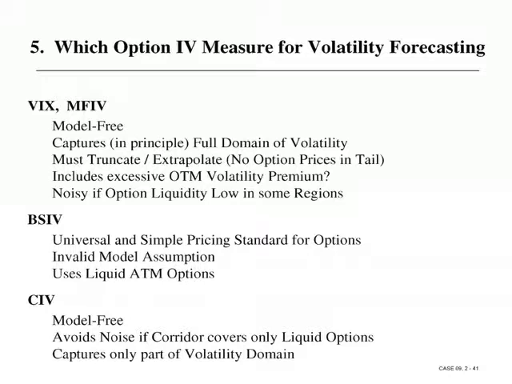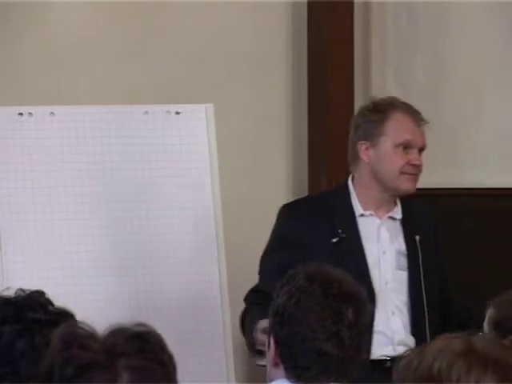Black-Scholes, we've already talked about: universal simple pricing standard, invalid model assumption, uses liquid at-the-money options. So you don't have these noisiness issues with Black-Scholes. Corridor, you can make those model free. It avoids noise if the corridor only covers liquid options. So that's going to be my preferred way to go, actually, these days. But it captures only part of the volatility domain. That's a caveat. We are not trying to say something about the range where we can't estimate things.